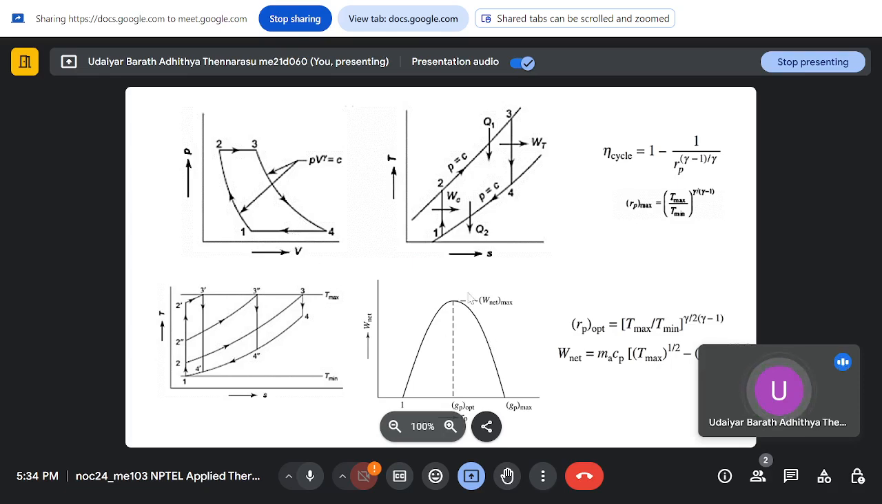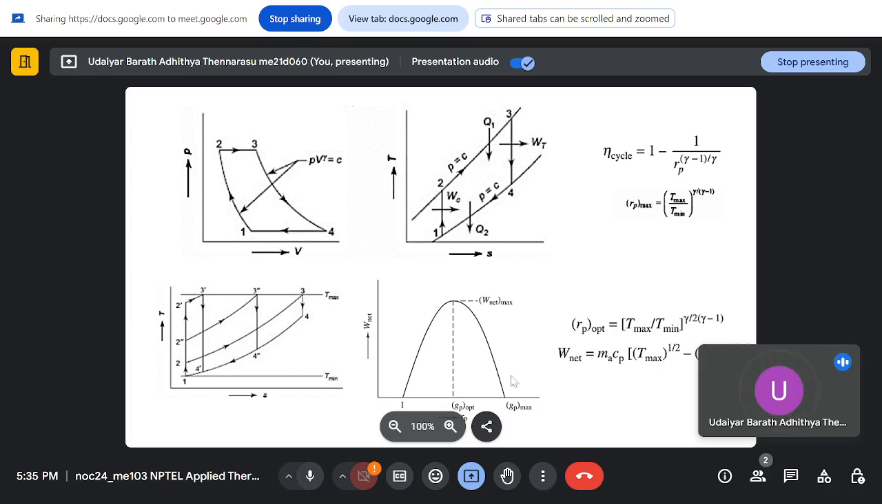So your Brayton cycle, with respect to pressure ratio, when you plot it, has an optimum pressure ratio where you will have maximum work, and that optimum pressure ratio is given by Tmax by Tmin raised to the power gamma by 2 gamma minus 1. So that gives you the pressure ratio where you have maximum work, and when your pressure ratio is 1, you're basically not having any work output, so there's no cycle.